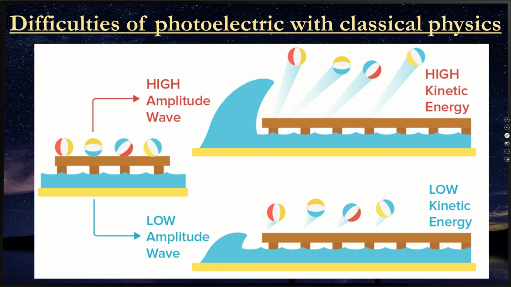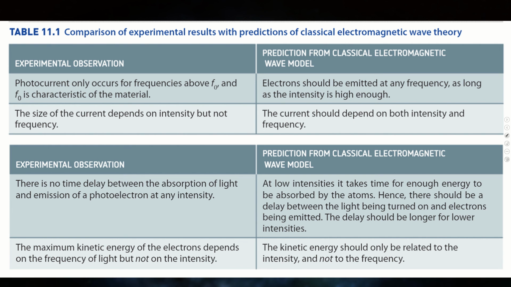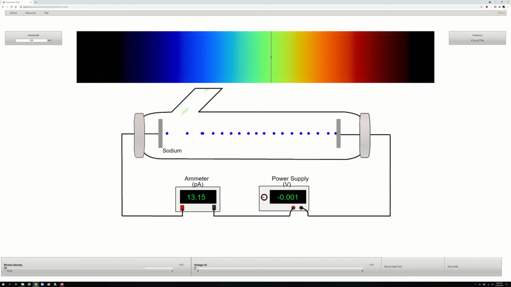Okay, so let's quickly look at what the issue is with the current wave model and the photoelectric effect. The wave model would predict that electrons will be emitted so long as the intensity of the light is higher. What you did see is that no matter how high the intensity of light I used, there were no electrons being emitted. So let's just quickly go back.